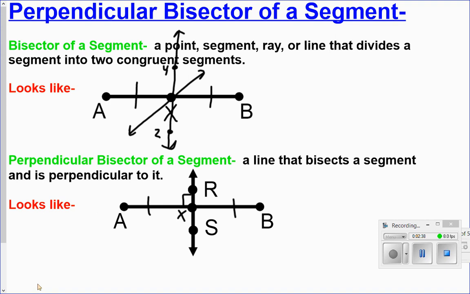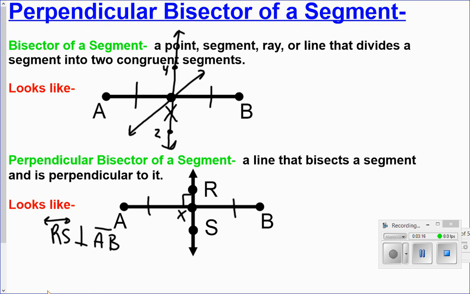Now, if we want it to also be perpendicular, that makes it what's called a perpendicular bisector. So all of the things that we said up here apply, except that now, generally when we're talking about a perpendicular bisector, it's a line, or sometimes it could be a line segment, but generally it's a line. And it is not only bisecting segment AB, but it's also perpendicular to segment AB. So we could say, looking at this diagram here, that line RS is perpendicular to line segment AB, because it is a perpendicular bisector. I can see that from how it's marked.